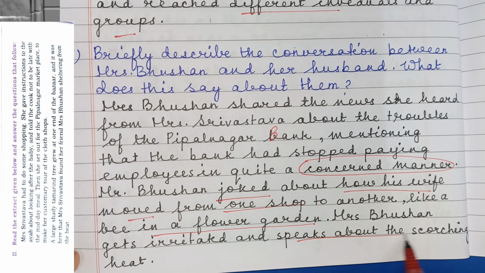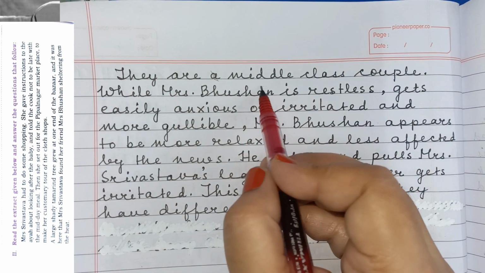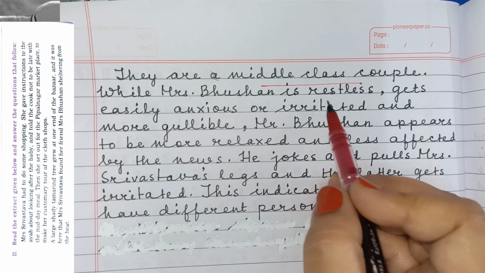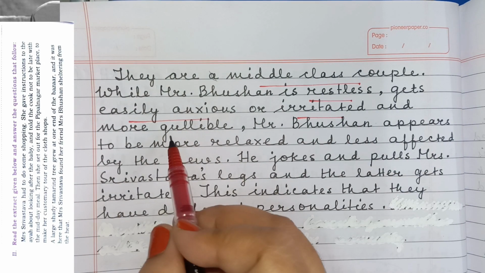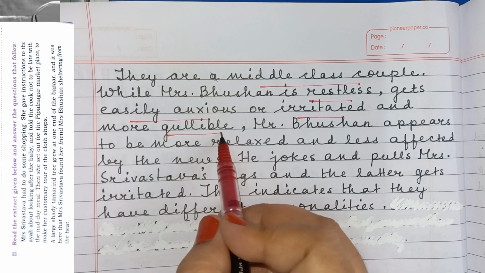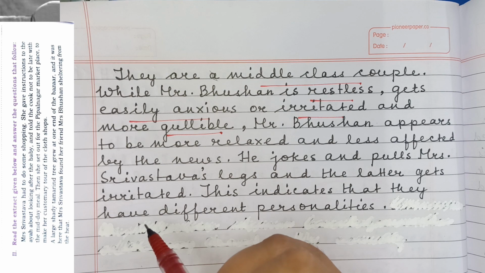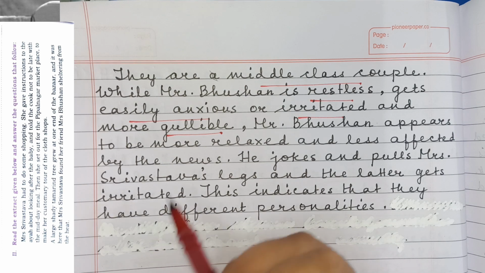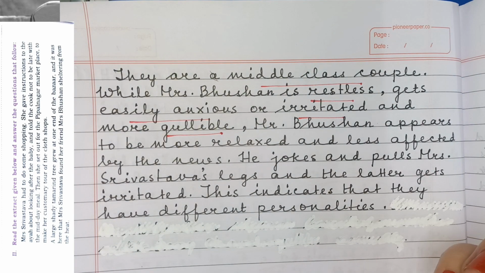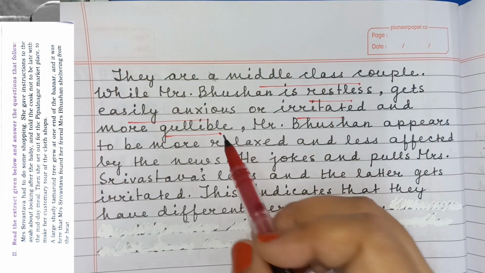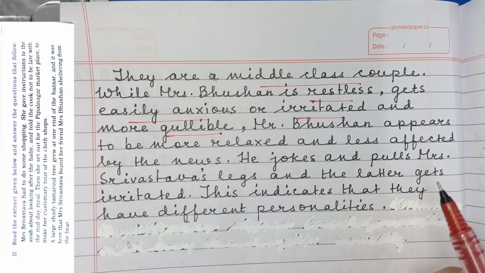irritated and speaks about the scorching heat. What does this show about them? They are a middle class couple. While Mrs. Bhushan is restless, gets easily anxious, irritated and is more gullible. Gullible का मतलब जो दूसरे जो बात करते हैं उससे बहुत जल्द प्रभावित हो जाते हैं, उन्हें हम gullible कहेंगे. So she was restless, she got anxious quite easily or irritated and was more gullible.